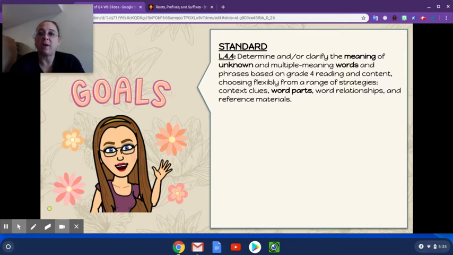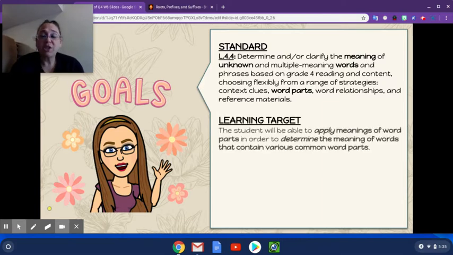Determine and or clarify the meaning of unknown and multiple meaning words and phrases based on grade 4 reading and content. Choosing flexibly from a range of strategies, which could include context clues, word parts, which we're working on, word relationships, and reference materials. Your learning target is the student will be able to apply the meanings of word parts in order to determine the meaning of words that contain various common word parts.